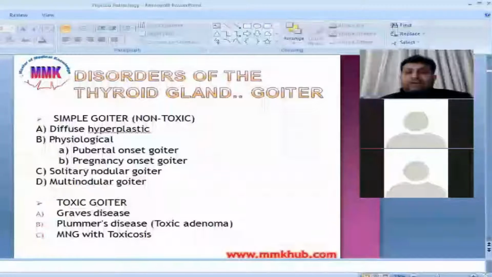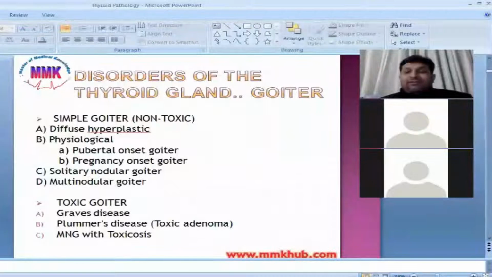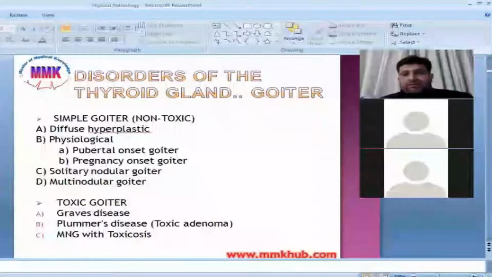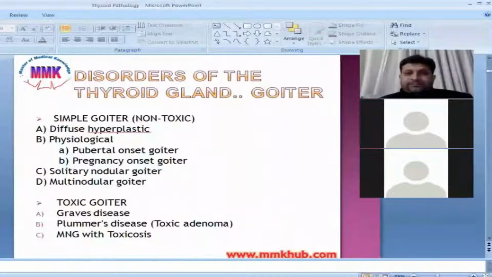And the toxic goiter. In toxic goiter, there is excessive production of the thyroid hormone along with an increase in size. Examples are Graves' disease, Plummer's disease or toxic adenoma, and multinodular goiter with toxicosis. We will discuss these further briefly ahead.